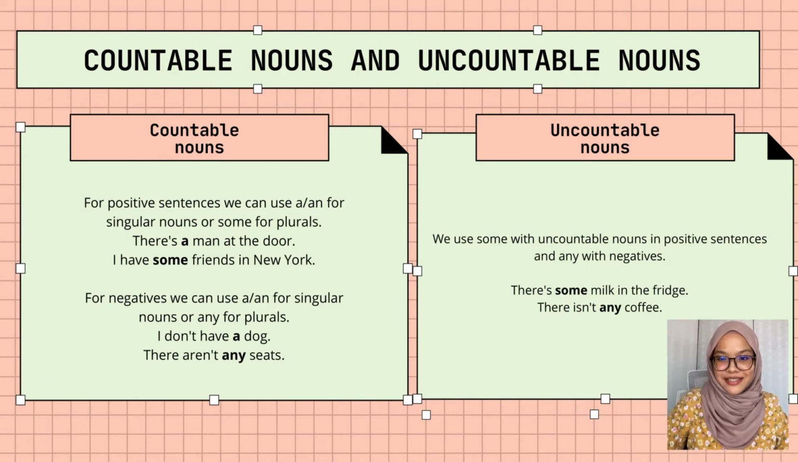Countable nouns. For positive sentences, we can use a or an for singular nouns or some for plurals. There is a man at the door. I have some friends in New York. For negatives, we can use a or an for singular nouns or any for plurals. I don't have a dog. There aren't any seats. Meanwhile, for uncountable nouns, we use some in positive sentences and any with negatives. There is some milk in the fridge. There isn't any coffee.